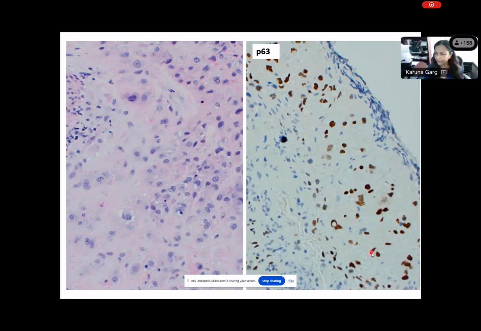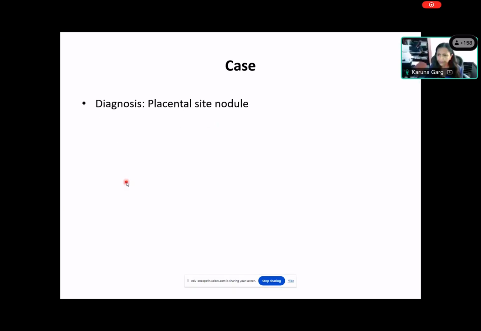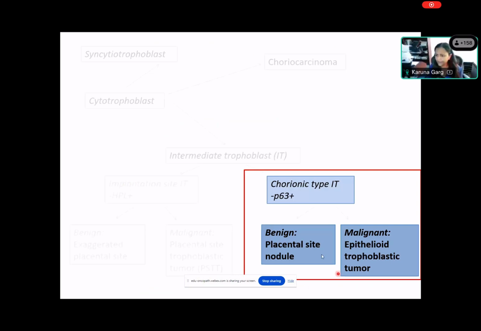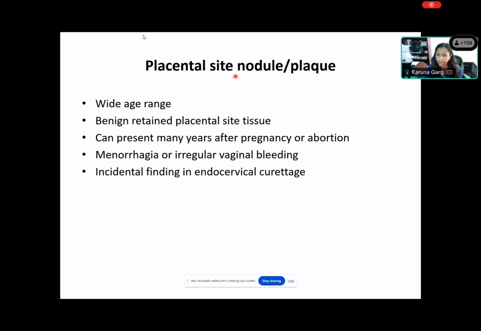You do a P63, it's positive. It tells you that this is chorionic type intermediate trophoblast. So you start thinking, could this now be an ETT, right? But this is actually a placental site nodule. So again, placental site nodule is the benign counterpart of ETT, also derived from chorionic type intermediate trophoblasts, and it's P63 positive. This is basically nothing but benign retained placental site tissue. So it's implantation site that hasn't completely gone away and it just stays around.